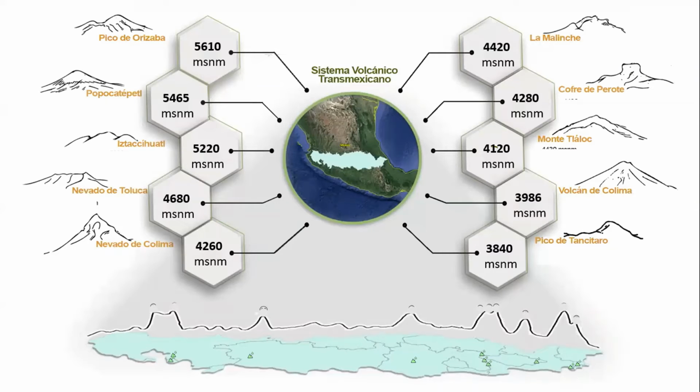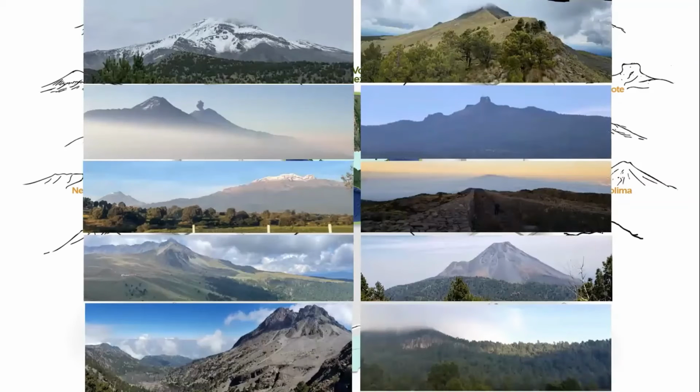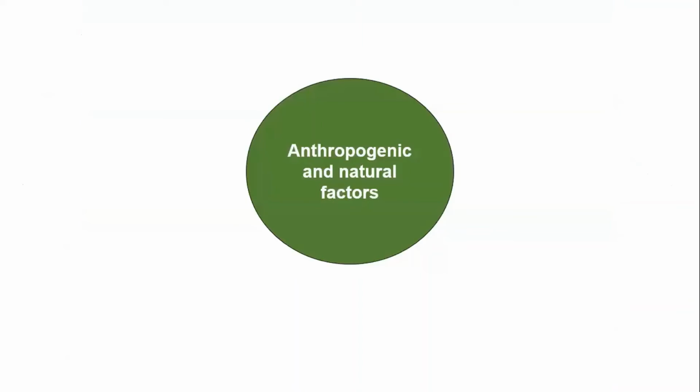My study area is the Trans-Mexican Volcanic System, where we can find the highest volcanic mountains in Mexico, like Pico de Orizaba, Nevado de Toluca, Monte Tlaloc, and Nevado de Colima, for example. This is some pictures of these mountains. They are beautiful mountains and beautiful forests.